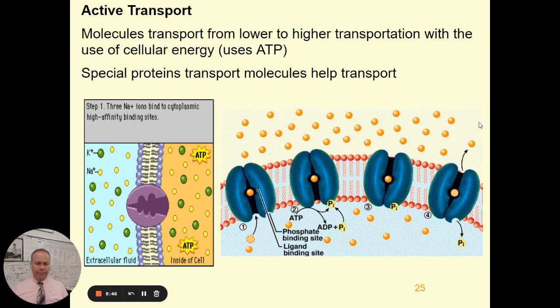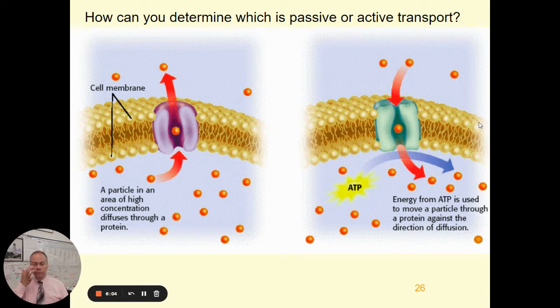And to do that takes energy, takes ATP, because molecules don't want to go to an area where they're already crowded, but they can be forced that way if special proteins and energy is added. That energy comes in the form of ATP. We call that process active transport. So it's active transport if molecules are going from low to high concentration, and it's active transport if it requires ATP. If it doesn't require ATP and the molecules are going from high to low concentration, that's diffusion or passive transport.